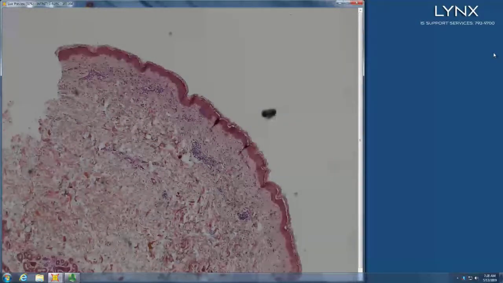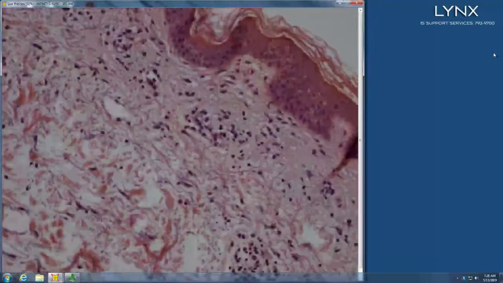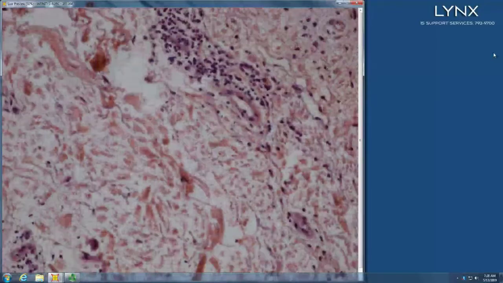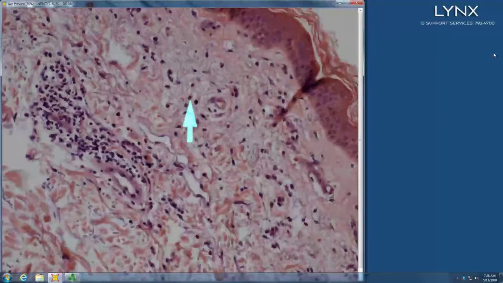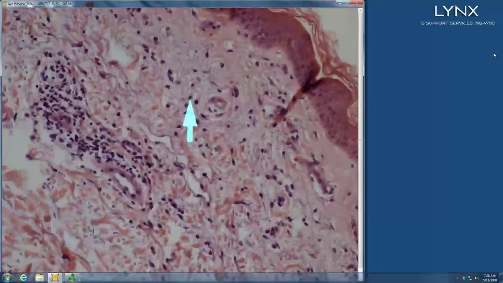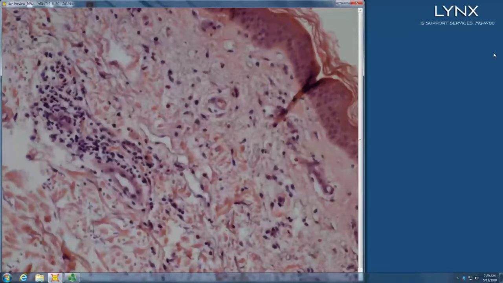It looks like we have some patchy infiltrate. Patchy infiltrate? Superficial and deep or superficial only? Maybe GA. What else is in the infiltrate? Oh, yes. The eosinophils. And you certainly can get eosinophils in GA, but I don't see really good interstitial histiocytes.